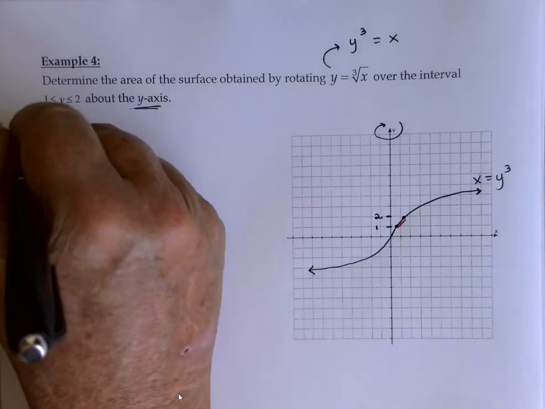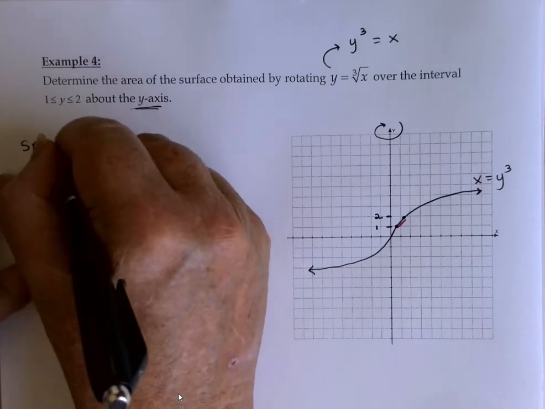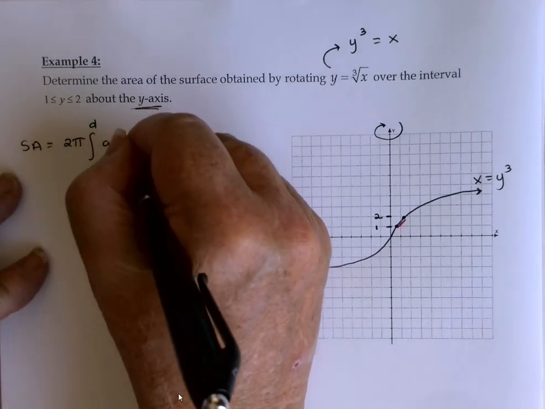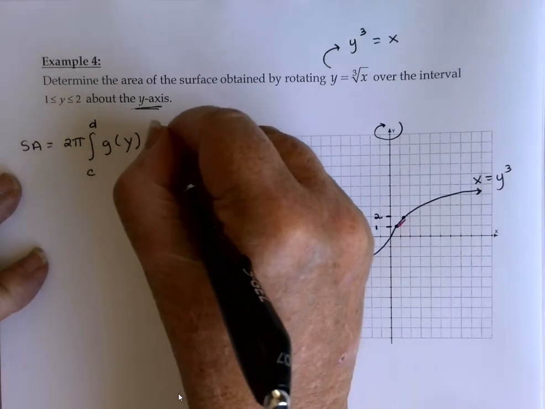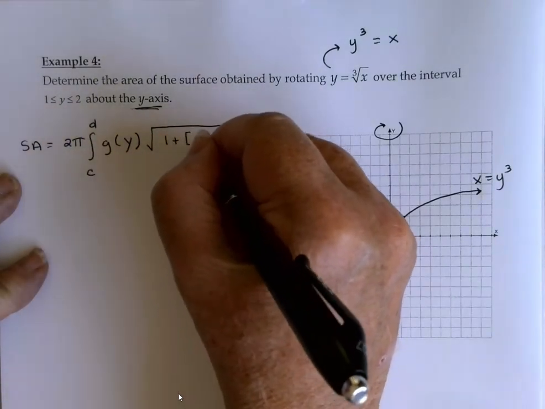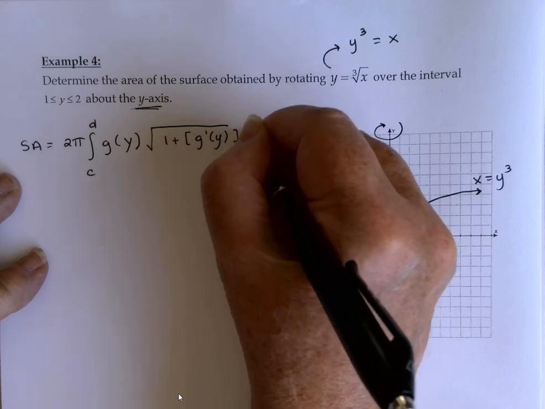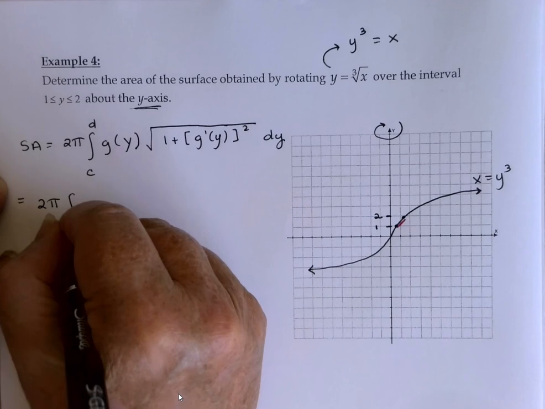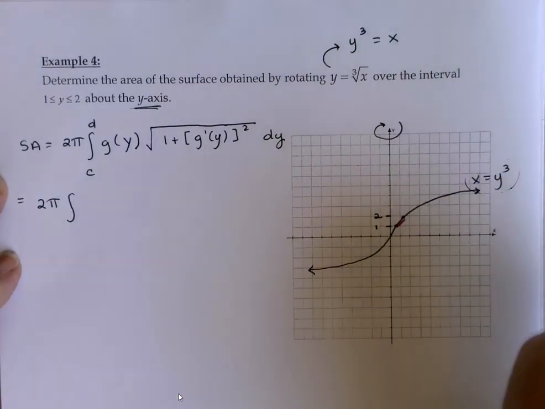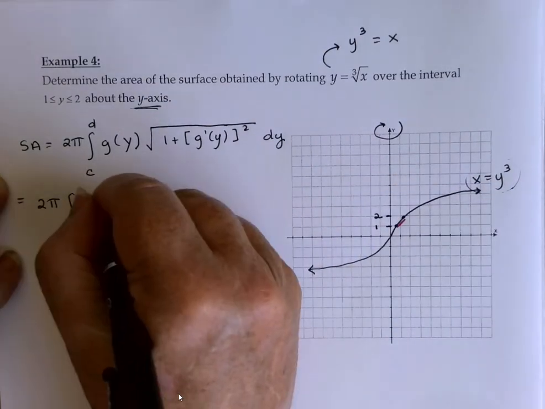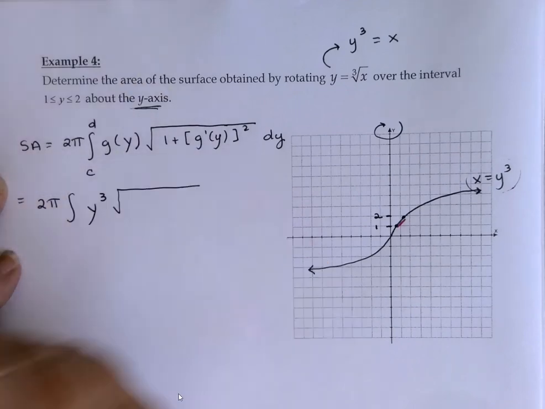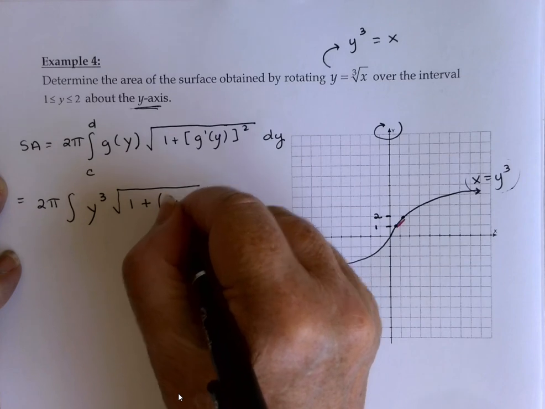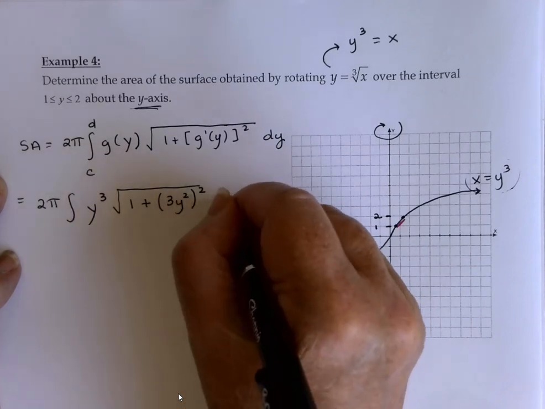So let's grab our surface area formula for this case. It is 2 pi integral from c to d of g of y square root 1 plus g prime of y squared dy. G of y is going to be the y cubed. And then under my radical, I'd have 1 plus the derivative, which would be 3y squared. And I have to square that. dy.